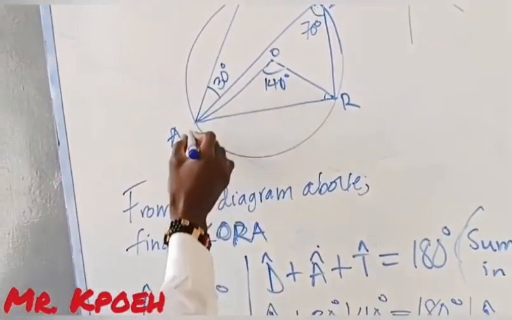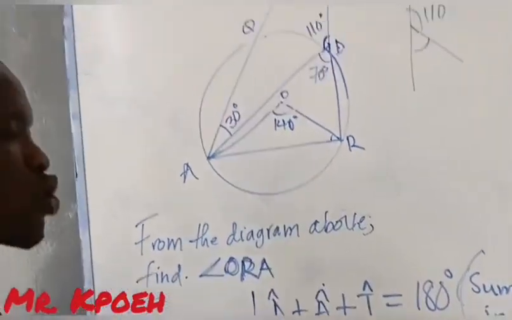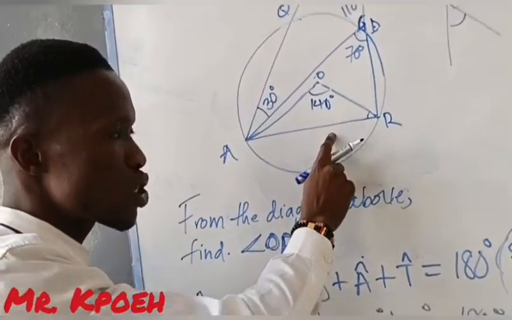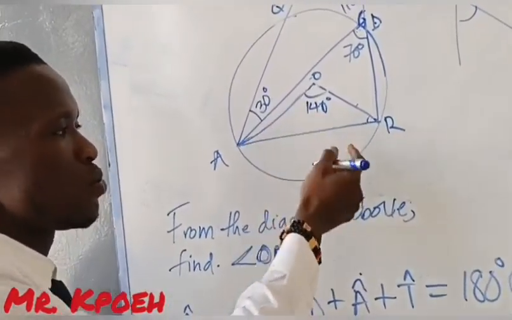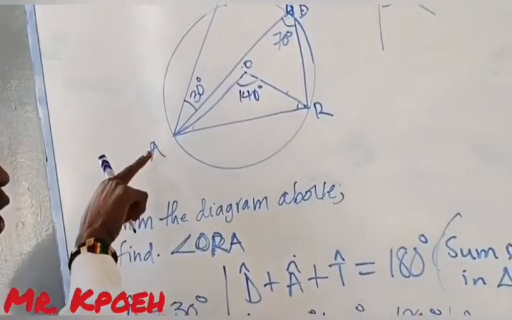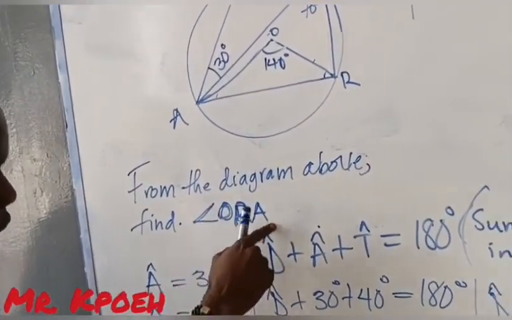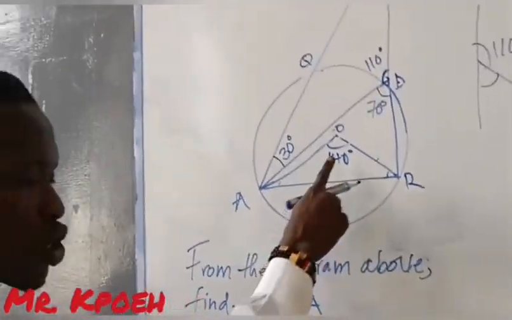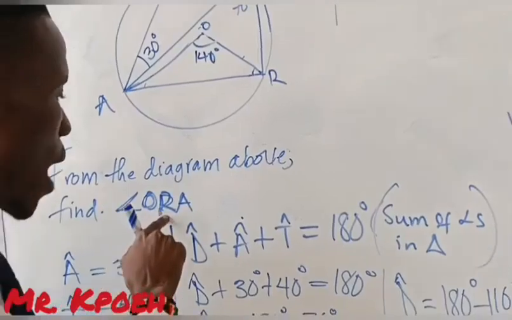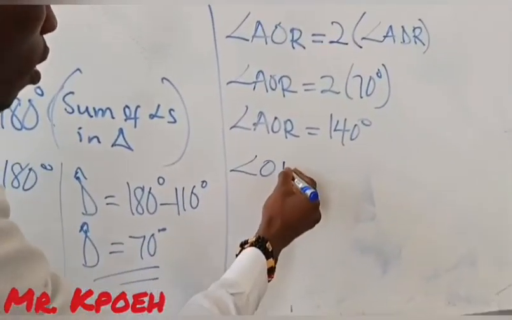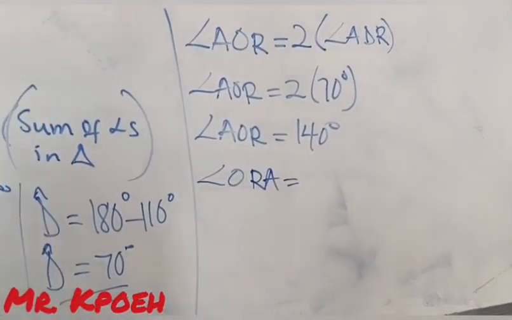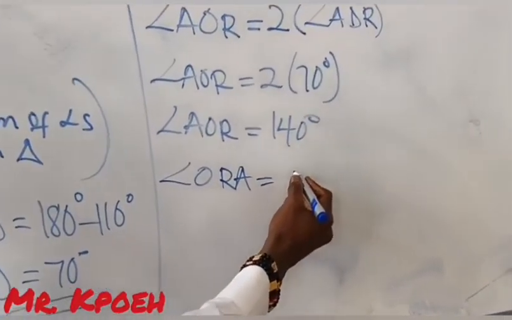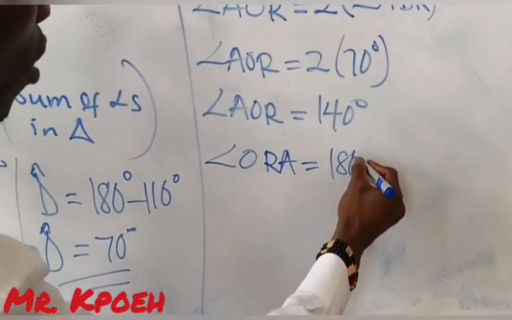You see, triangle AOR is an isosceles triangle. One of the characteristics of an isosceles triangle is that it has 2 equal sides and the base angles are also equal. So the question is about ORA. It's one of the base angles of this isosceles triangle that we want to find. So let's find angle ORA. Angle ORA would now be equal to 180 degrees minus 140 degrees.